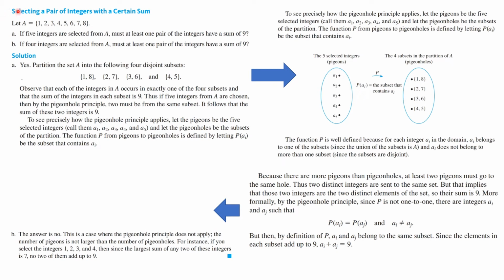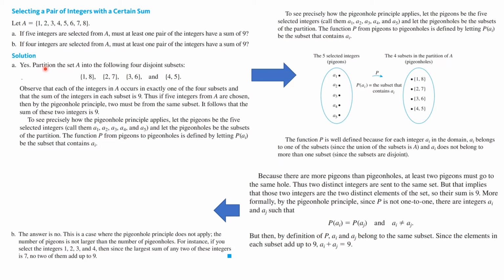Problems continue. Select a pair of integers with a certain sum. Suppose that A is the set 1, 2, 3, 4, 5, 6, 7, and 8. If 5 integers are selected from A, must at least one pair of the integers have a sum of 9? Let's talk about this problem. And the answer is yes.